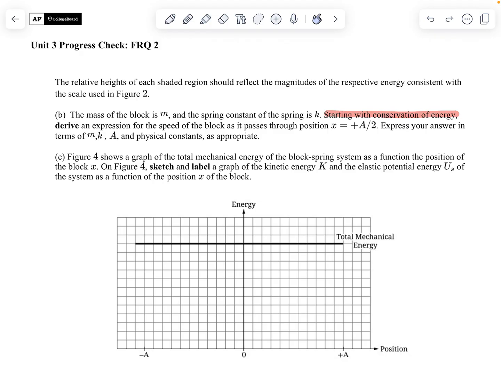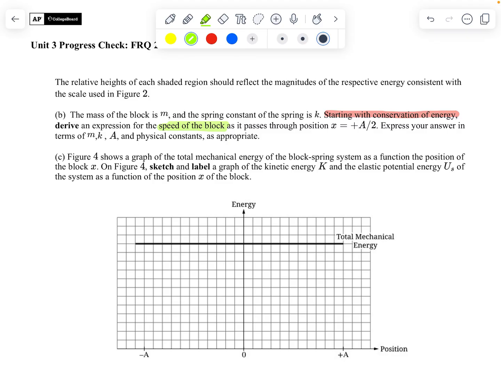So we want an expression for the speed of the block, right? That's going to be v as it passes through position a over 2. Express your answer in terms of m, k, a, and physical constants. That would be like g or something like that.